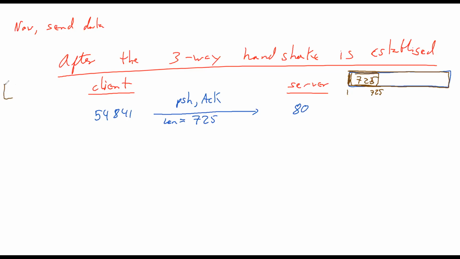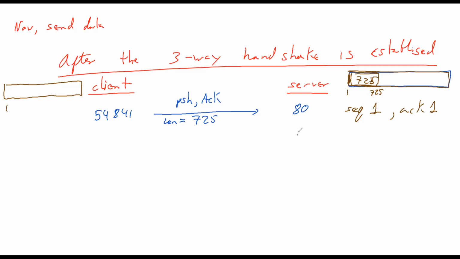Now on the client side, there's also a buffer, and it's currently at 1, hasn't received any data. So it sends 725 of data. The server was at its own sequence 1 and ACK 1, so that's where it was.